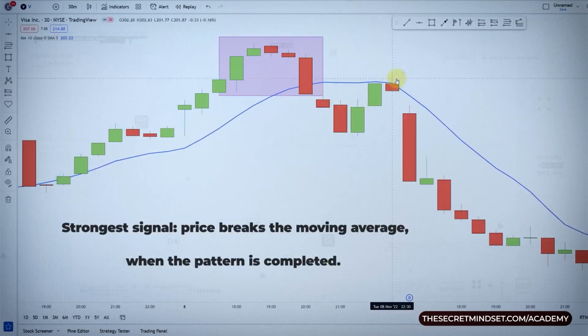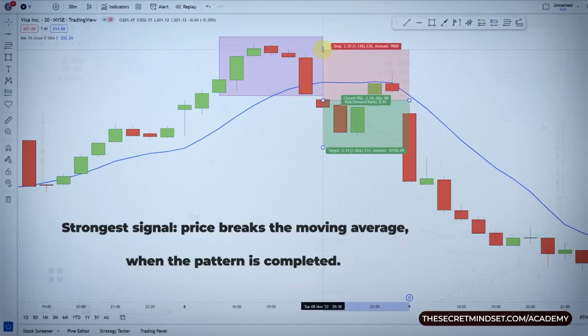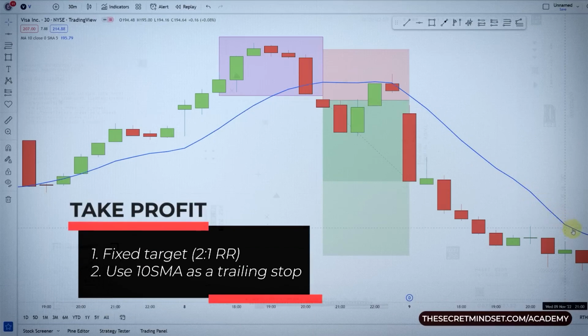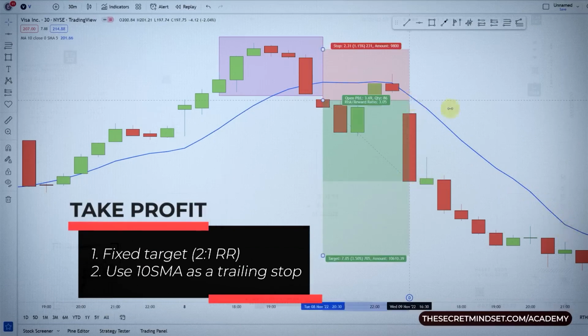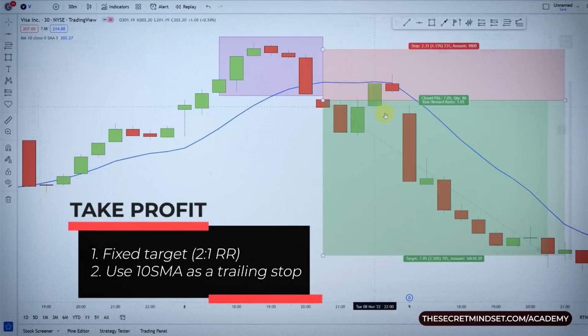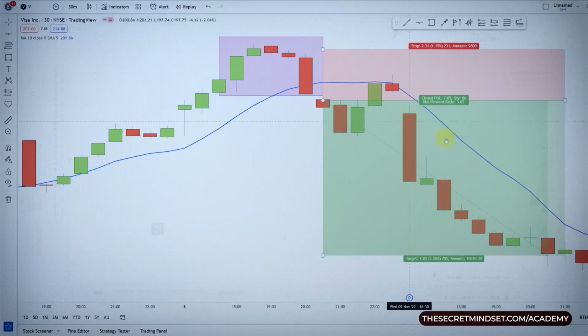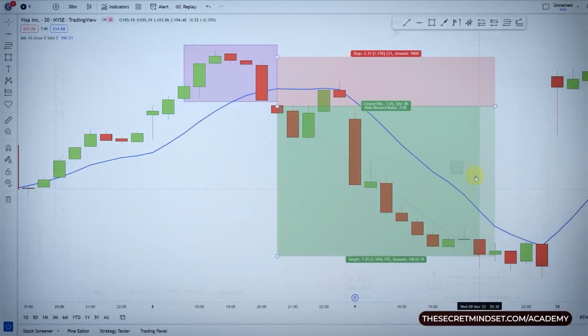When the pattern is completed, the moving average will help you with managing the trade. You placed a short trade, you set a stop loss above the red candle, and you simply follow the moving average to find the exit point. The 10 moving average can also help you to identify if the market you're in is trending and if it respects the moving average. As long as the price stays below the line, you're safe to remain in the trade.